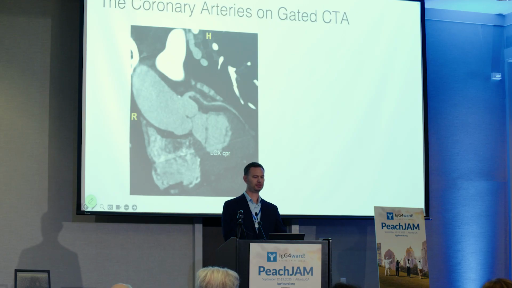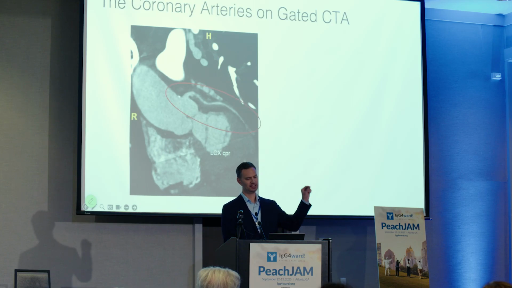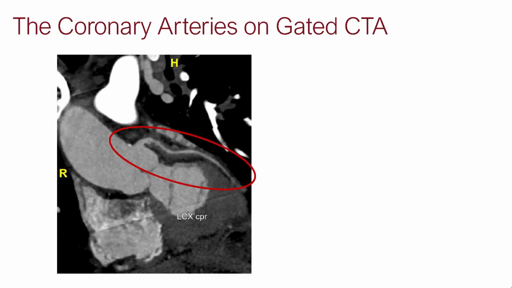So this is an example of what I mentioned with the gated scan that allows you to see the coronary arteries around the heart. If I had an hour to give this talk, I would orient you to this image, but it's not worth the time. So just trust me that that is the left circumflex coronary artery, which is supplying blood to your heart. If that's obstructed, you'll have a heart attack.